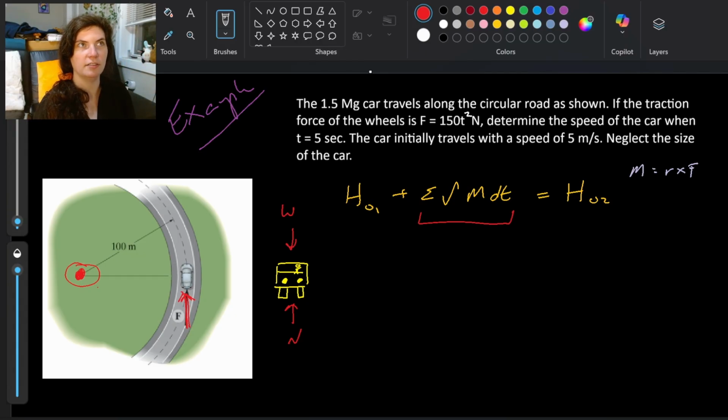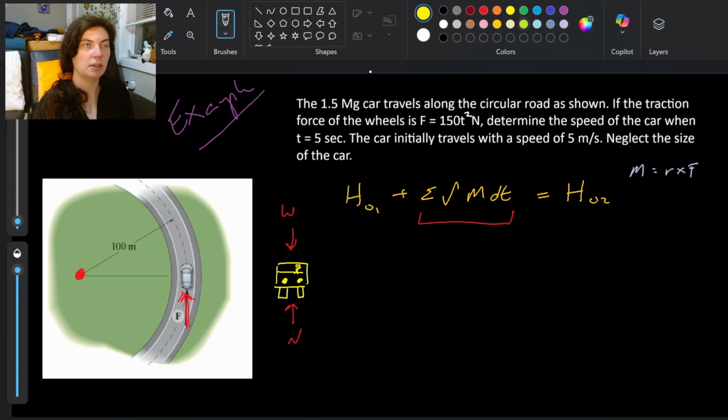This center of this circle here. Those forces run parallel to this axis in the center. So we don't have to worry about these forces. They're not causing any moment about this center point. The only force that's causing any moment about that center point is this F force. F is 150 t squared newtons.